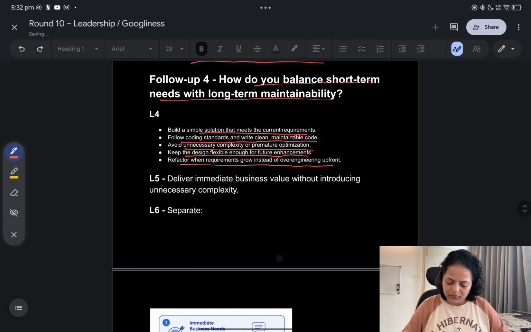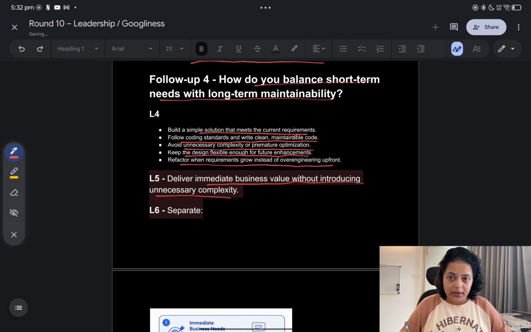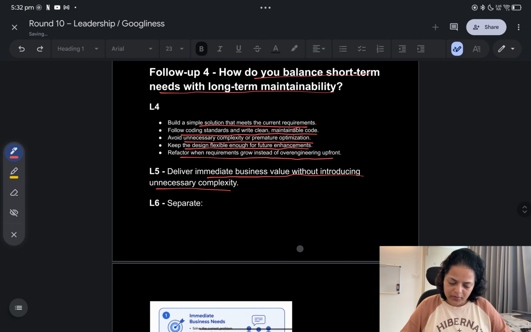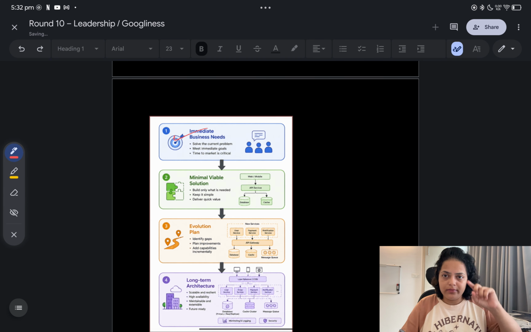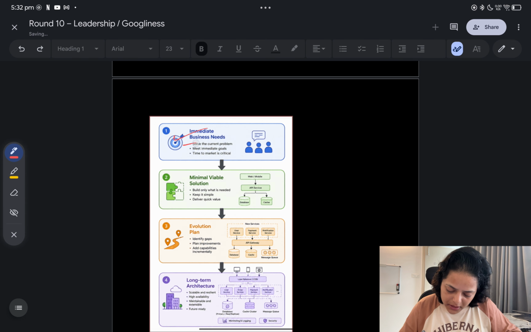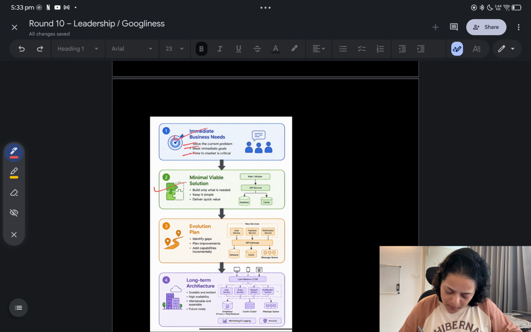Now L5 will say that deliver immediate business value without introducing unnecessary complexity. L6 will separate the immediate business need. The first thing is what the business immediately wants. So solve the current problem, meet immediate goals, or time to market is critical, let's say. Then second thing is minimal viable solution, MVS. So build only what is needed, keep it simple, and deliver quick value, right?